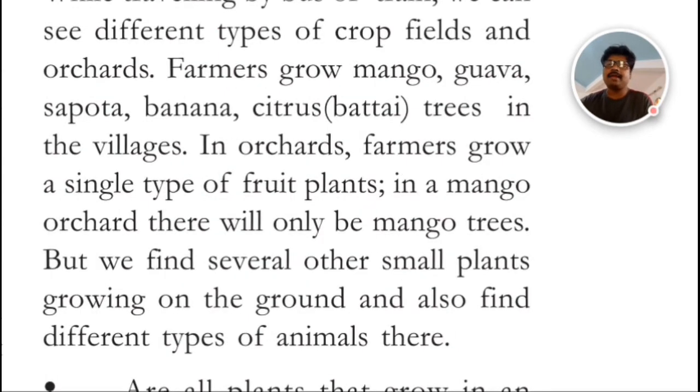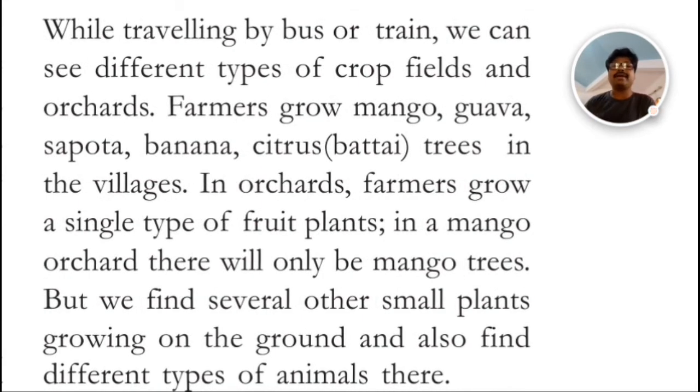But we find several other plants growing on the ground and also find different types of animals there. Shashi, Charan, can you tell me what this matter is about? Orchard. Orchard means crops. It's also a crop field. Different plants growing on the ground and also you see other creatures like worms in the orchard, and ants in the orchard, butterflies flying in the orchard from plant to plant, keep on moving, and some birds as well. So these are all living in that particular place. So we can say it's a wonderful avenue. Orchard is what? A wonderful avenue.